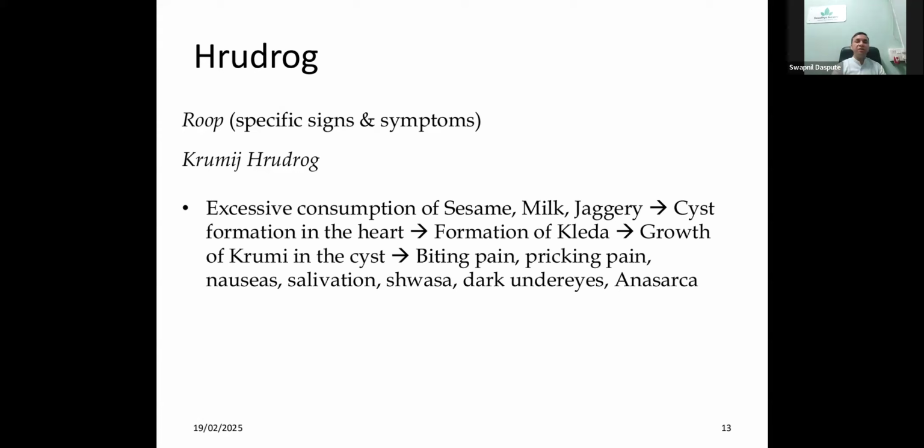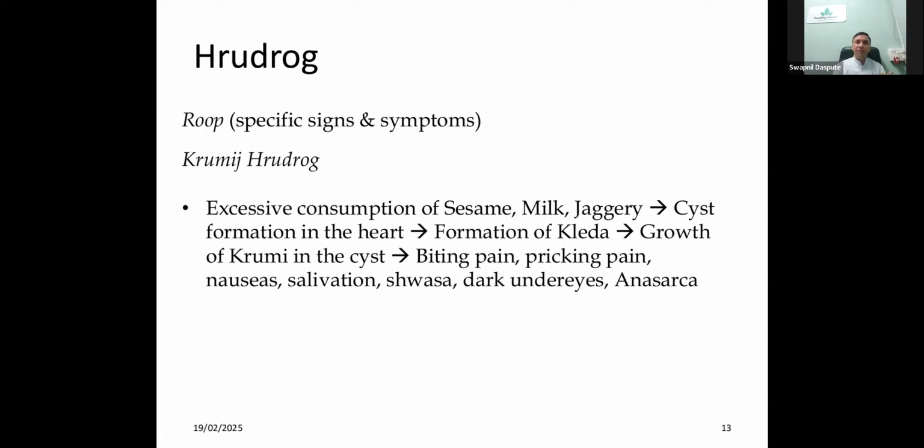Sukshma means very tiny and small, which cannot be seen with naked eyes. Those types of krumis will form in the cyst, and biting pain and pricking pain will be experienced by the patient. Biting type of pain, as if something is biting inside. The worms will eat the muscles, or part of the muscle, of the heart. So biting and pricking type of pain will be experienced.